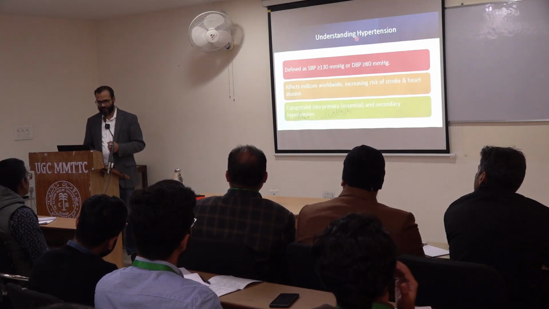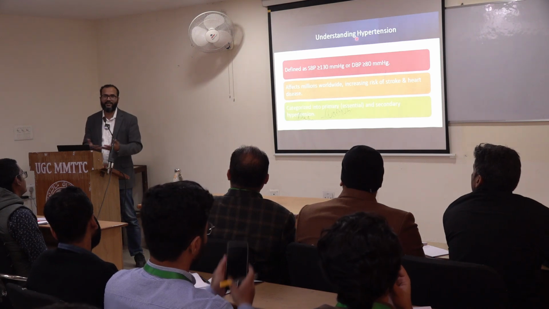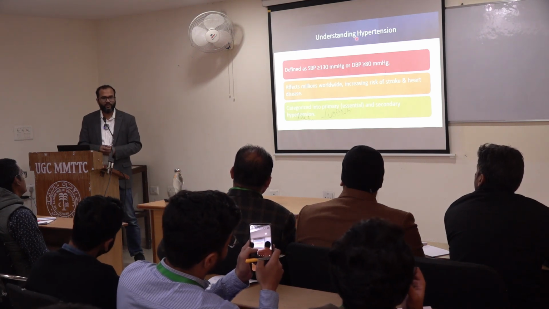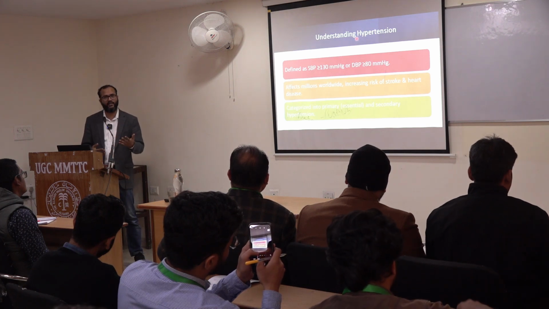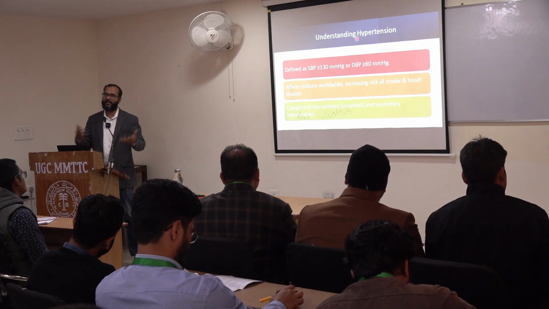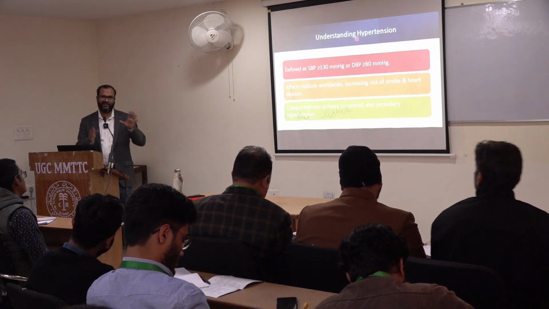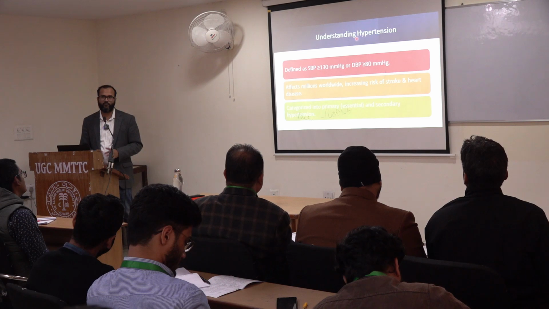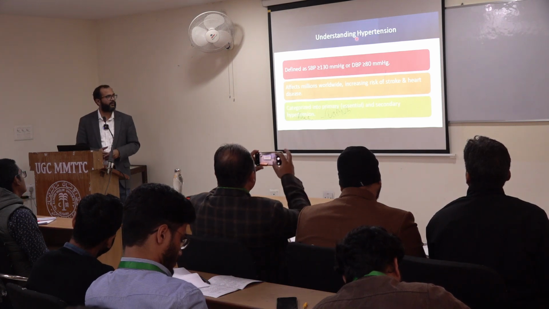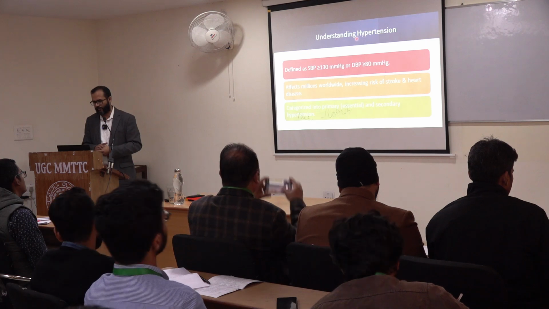Anyways, let's come on to the issue at hand. What is hypertension? The definition of hypertension has evolved and has been changing over time. The current accepted definition of hypertension is a systolic blood pressure of more than or equal to 130 millimeter of mercury and a diastolic blood pressure of more than or equal to 80 millimeter of mercury.